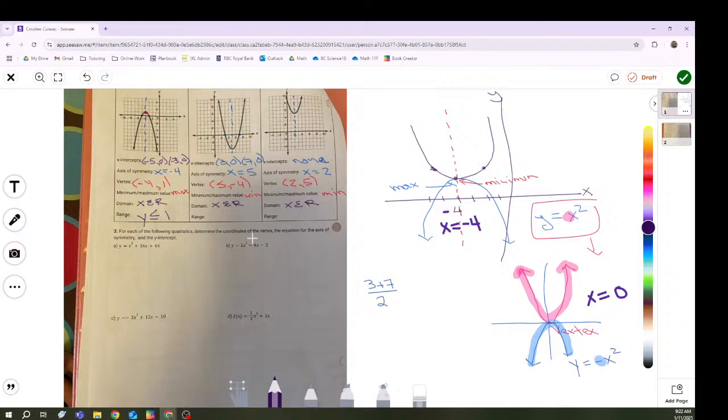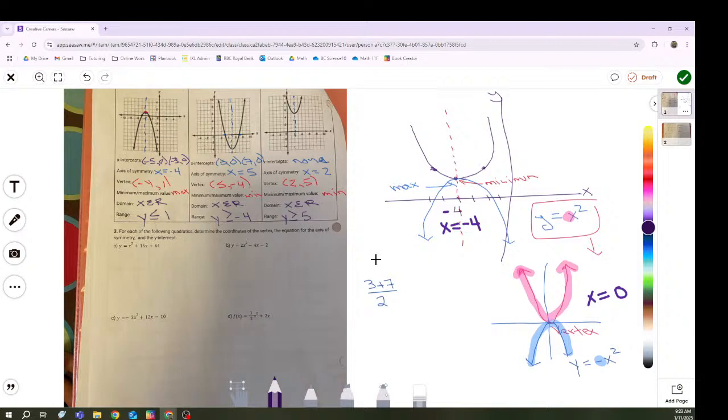What do you think we're going to put for the range in the other one? Greater than or equal to? Exactly. What about the last one? You got it. Okay, any questions on that kind of thing yet?